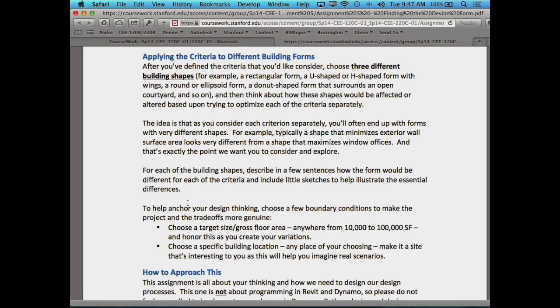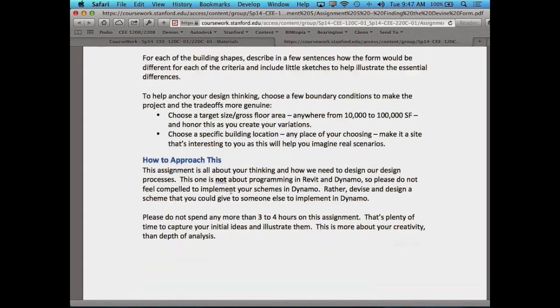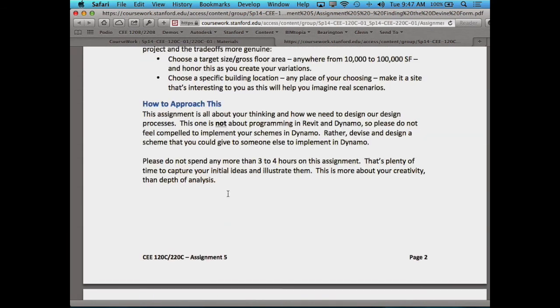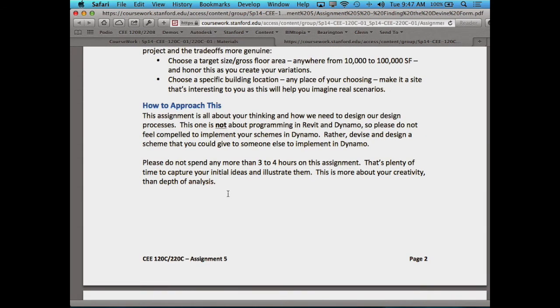It's really more about thinking at a high level about what's going on in terms of what you're doing. Again, not about the programming. It's really more about outlining some criteria, a couple of lines that say how that would play out, and then maybe a couple of sketches to show what that would look like if I applied it to a rectangular building, or if I applied it to a differently shaped building.